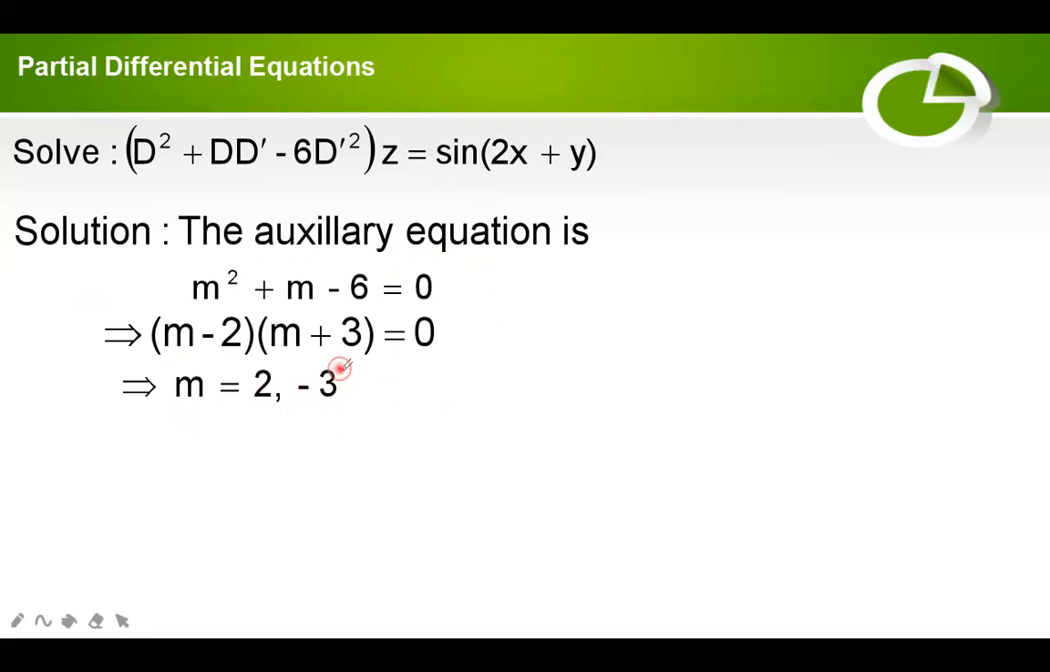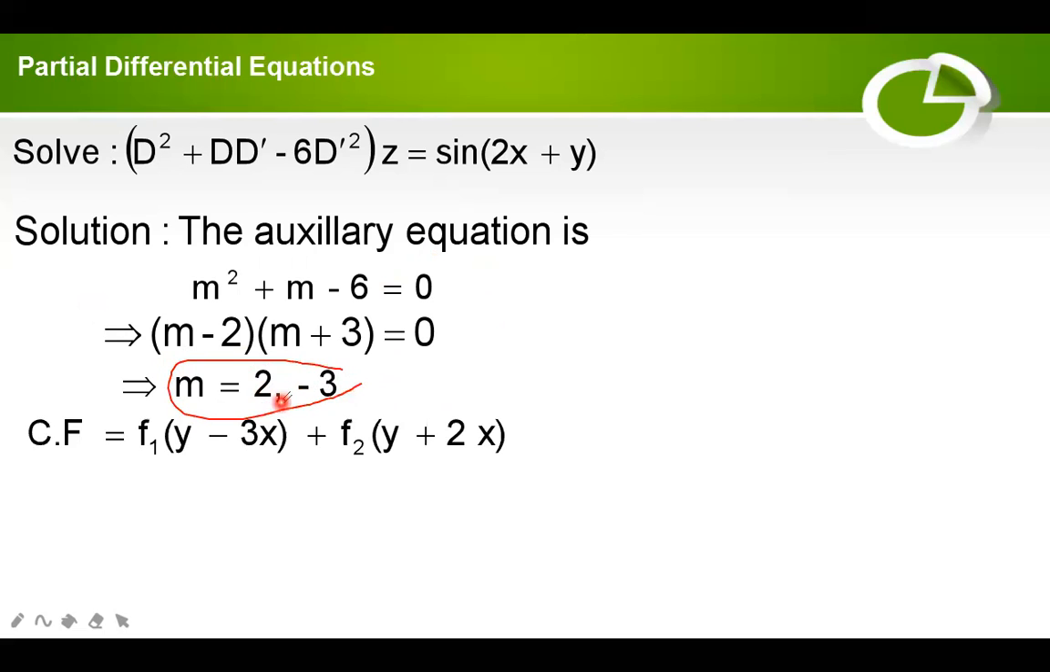So these roots are distinct roots. So write down the complementary function. The complementary function is f1 of (y minus 3x) plus f2 of (y plus 2x). So for PI, PI equals 1 upon f of D, D dash, that is 1 upon (D square plus D D dash minus 6 D dash square) into sin(2x plus y).